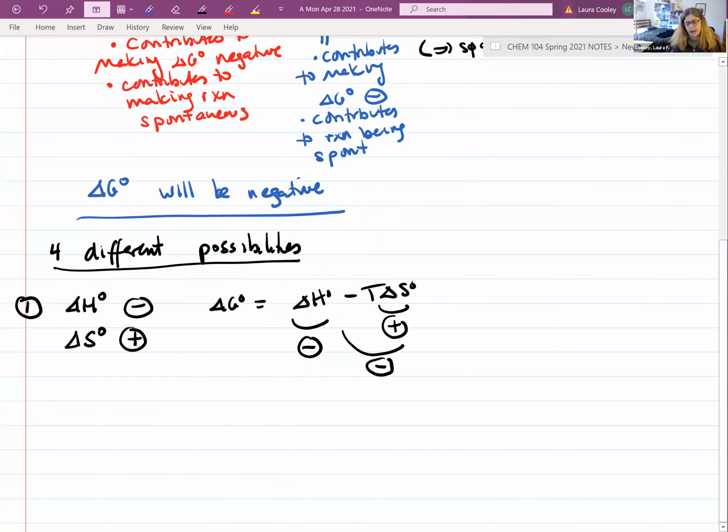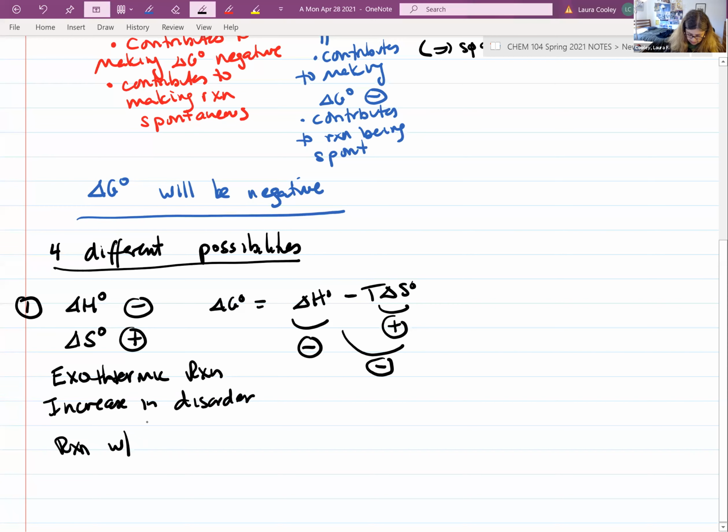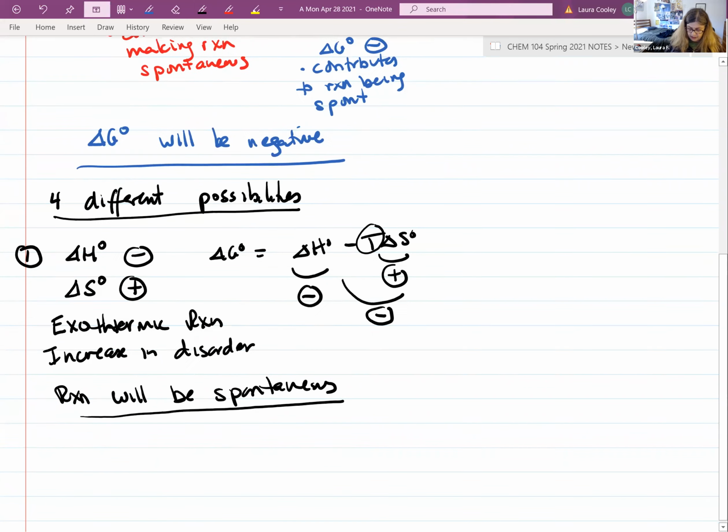So what can you say about a reaction that releases energy? This is an exothermic reaction where there is an increase in disorder. And when you have a reaction like that, that reaction will always be spontaneous, at least under standard conditions. The temperature will certainly not influence this. So the reaction will simply be spontaneous.